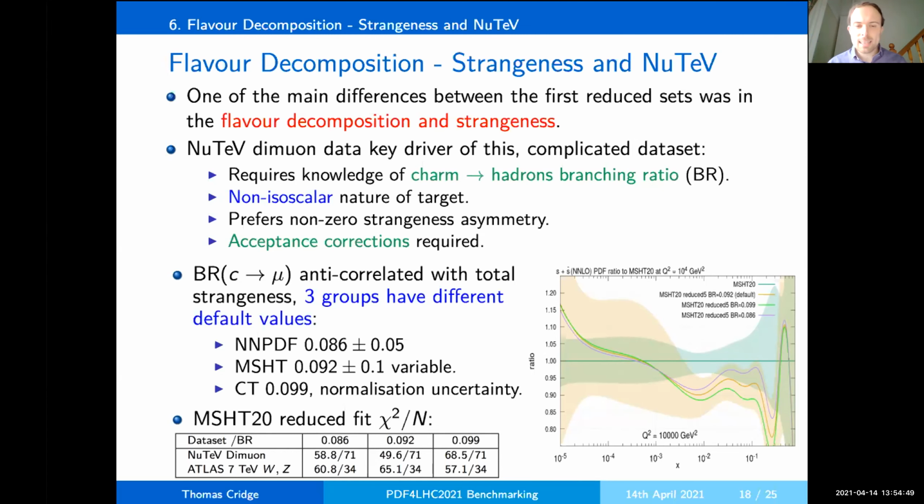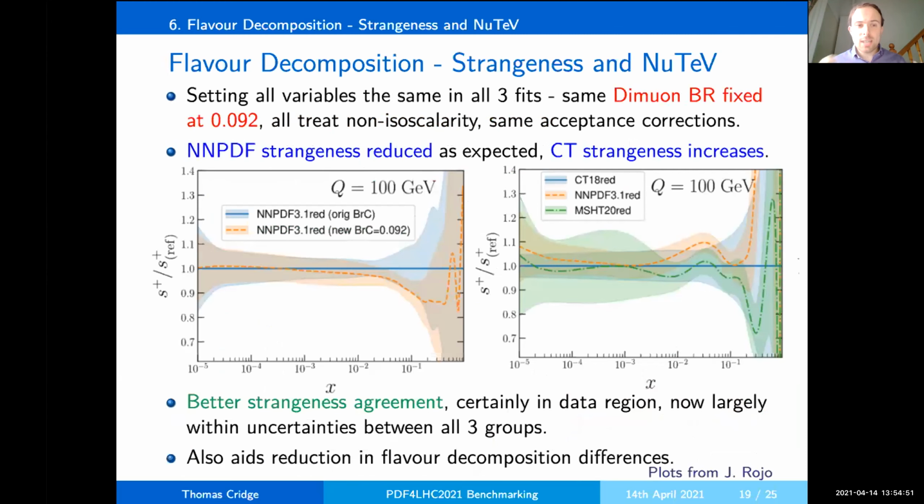If you move on to the next slide, you can see that after setting all these various things the same, in particular choosing the same dimuon branching ratio and fixing it at this 0.092 value, in the plot on the right you can see the agreement of the strangeness is much improved, with the various groups now largely in agreement within the data region within uncertainties. Because we're in a reduced fit, this increased agreement of the strangeness then also has a knock-on effect to reduce the flavor decomposition differences as well.